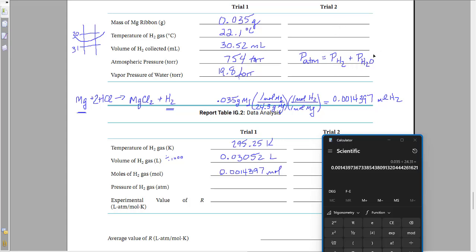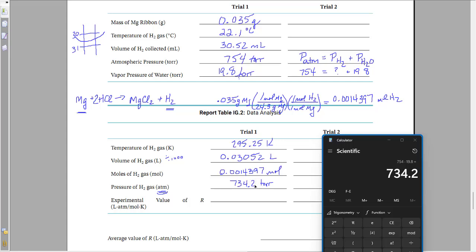So I'm going to use this little equation that I referenced earlier, right? I know my atmospheric pressure was 754 torr. I'm not sure of this, and my water pressure was 19.8. And so when I subtract those, 754 minus 19.8 is going to give me 734.2. Now, most common wrong answer that I just wrote down here, because watch those units.